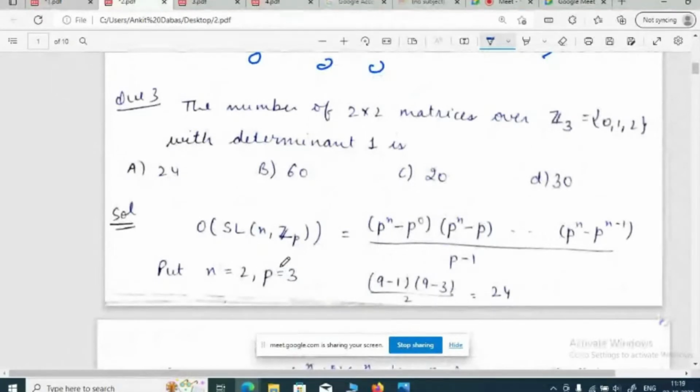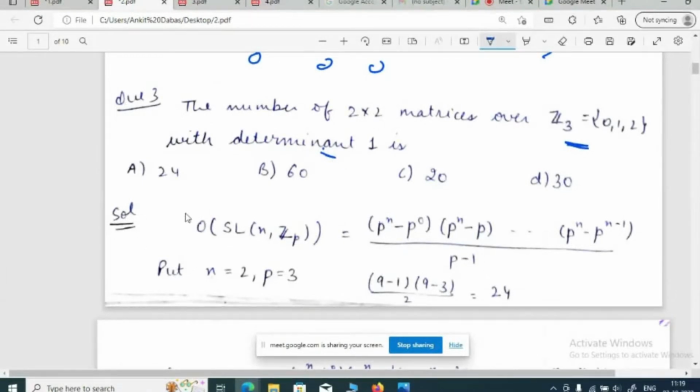The next question asks: how many 2 cross 2 matrices over Z3 are there? Z3 is a group which has entries 0, 1 and 2 over addition. So we are asked what is the number of matrices over Z3 whose determinant is equal to 1.